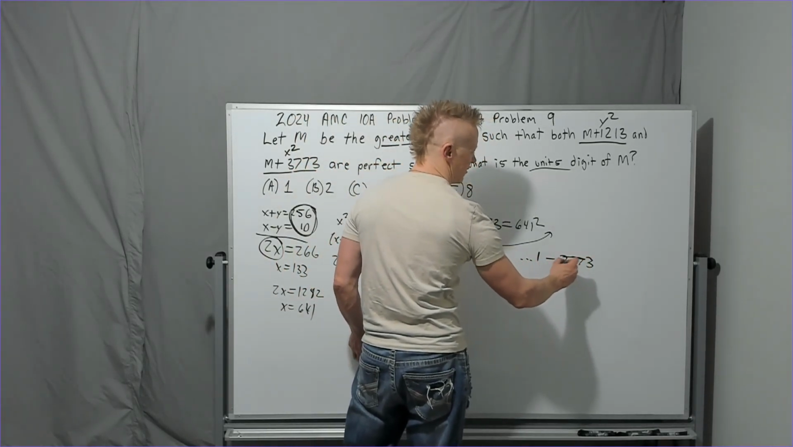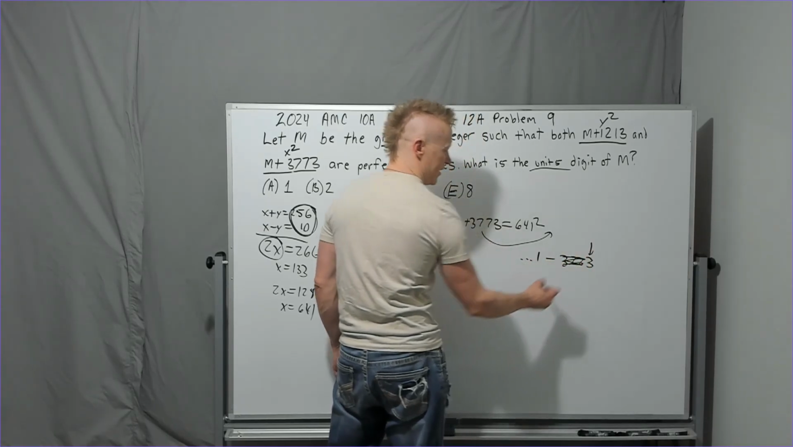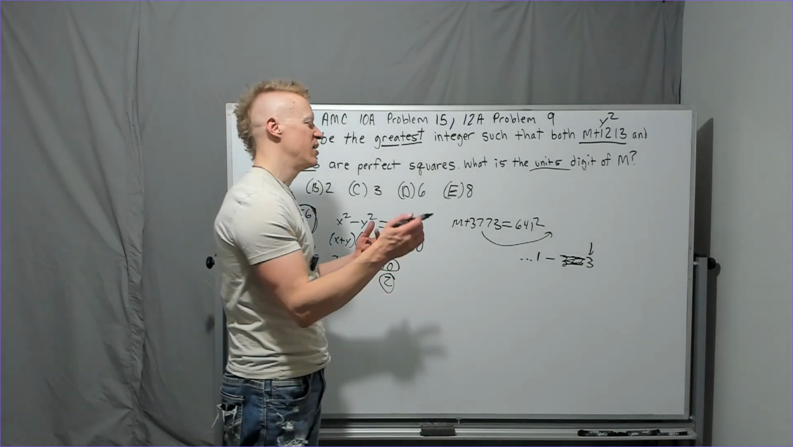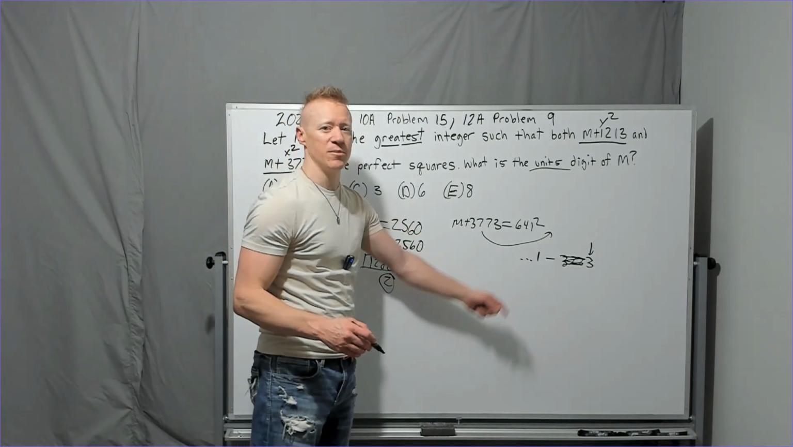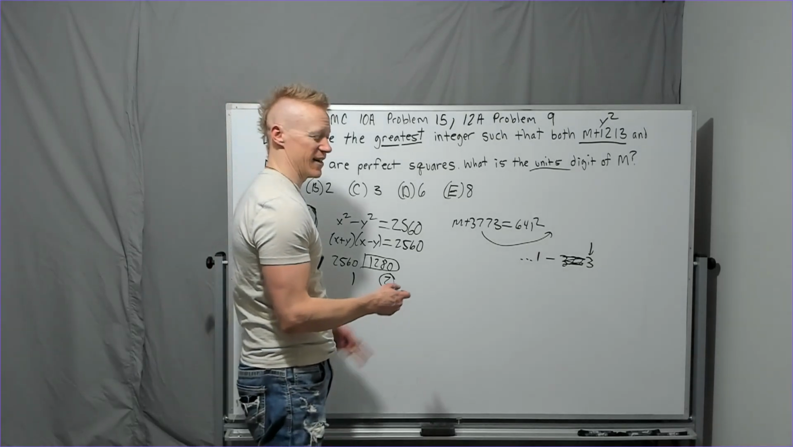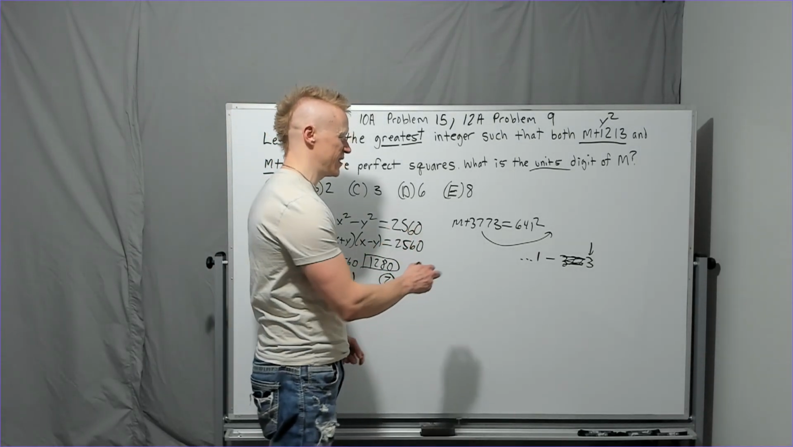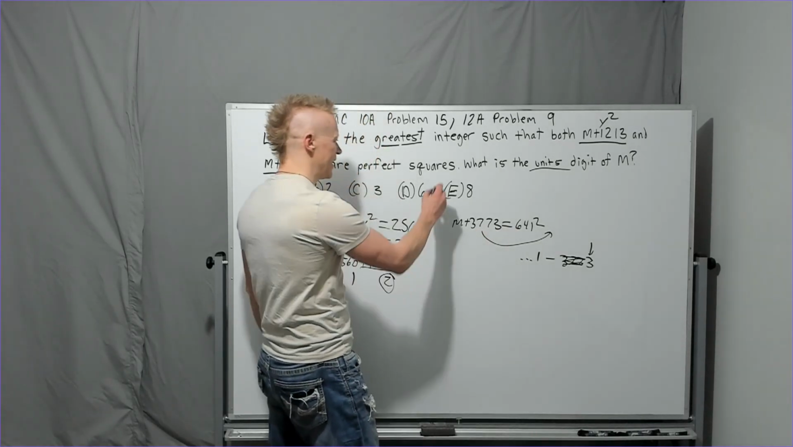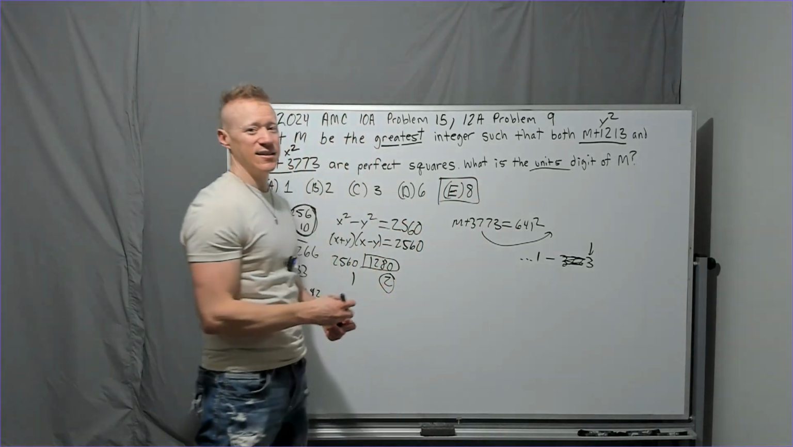3773, but in reality we only care about that 3. If you have a number that ends in 1 and you subtract a number that ends in 3, as long as this is a larger number, you will get a number that ends in 8. Being negative might affect that, but since this number is clearly bigger than that, you're going to get a number that ends in 8, and that ends up being the answer.